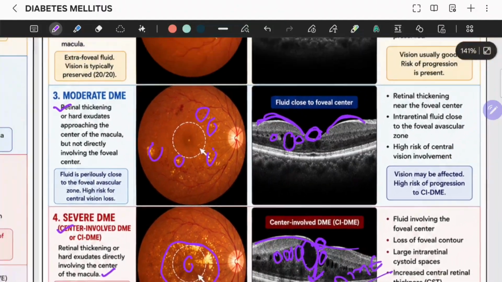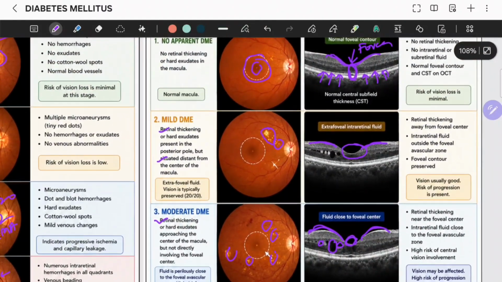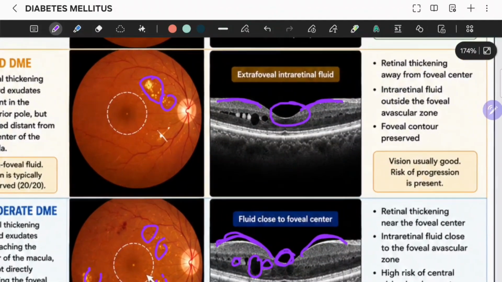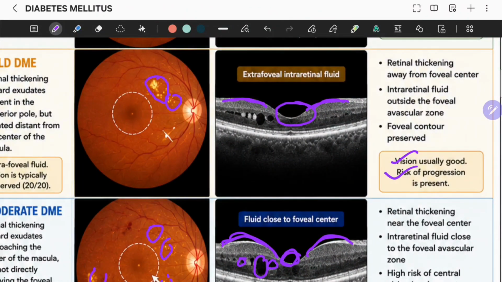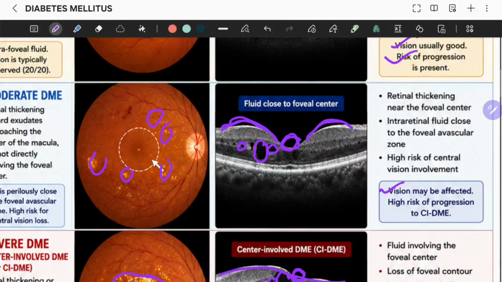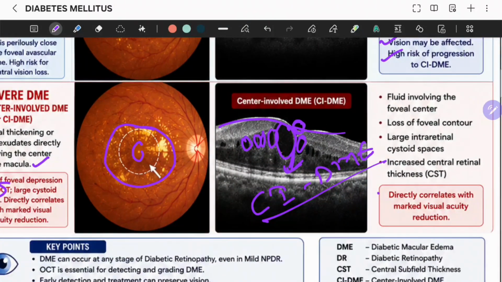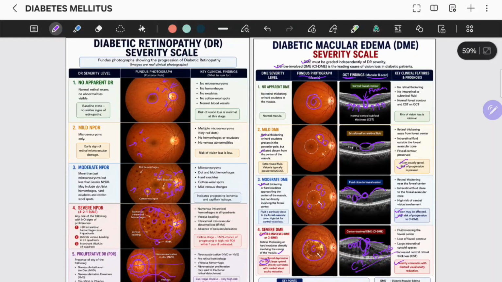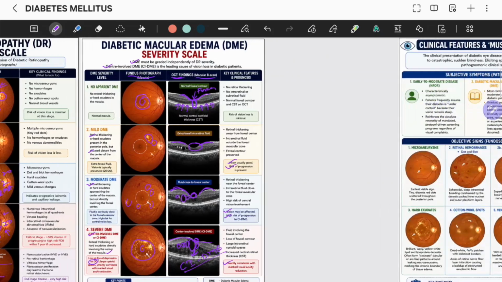So what is the importance of this? In mild DME, vision is usually good, but risk of progression is present. In moderate DME, vision may be affected, with high risk of progression to CIDME. But in severe DME, that is CIDME, there will be marked visual acuity reduction. So that's about the severity of diabetic macular edema. Every time, the severity of diabetic retinopathy, DR, and DME should be assessed differently.